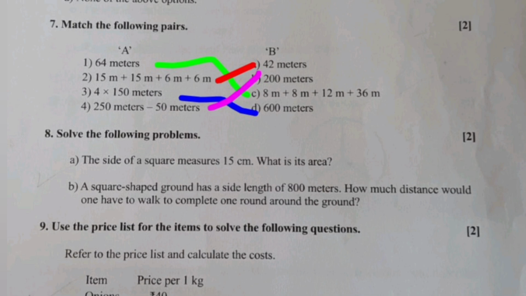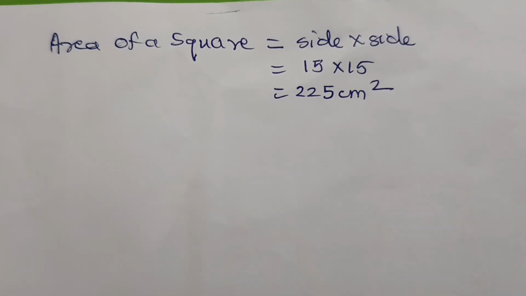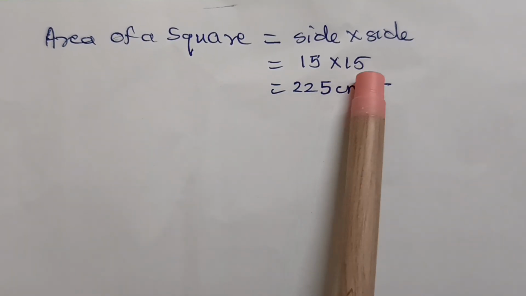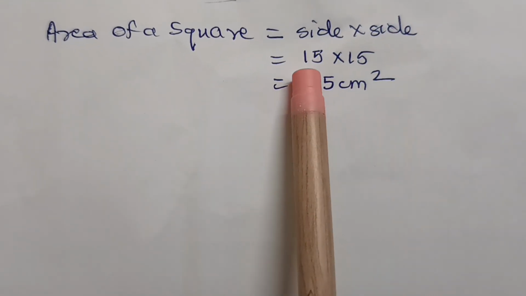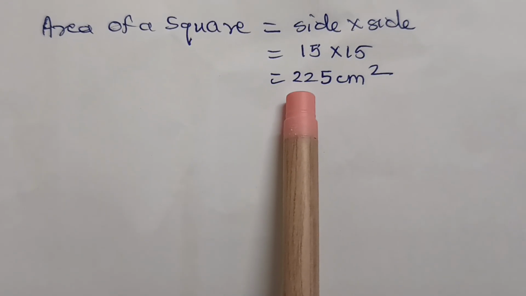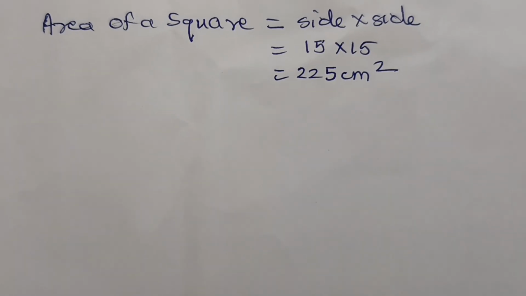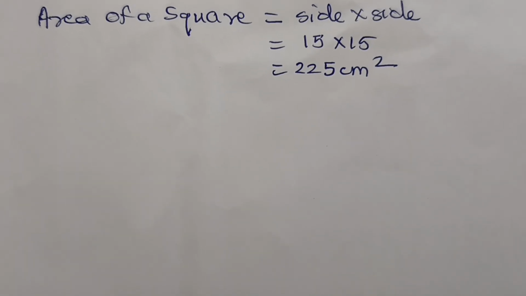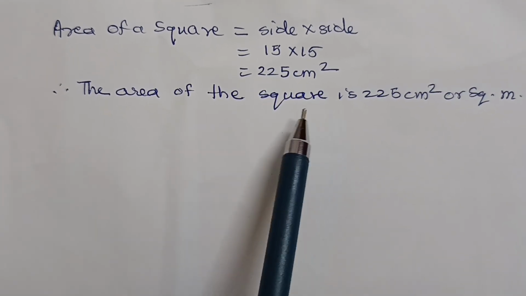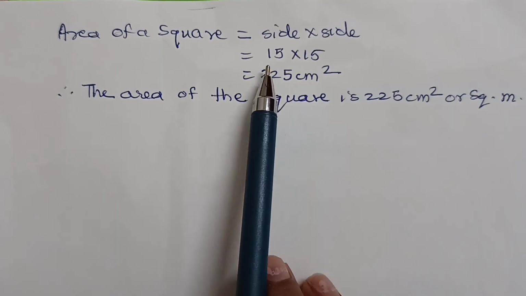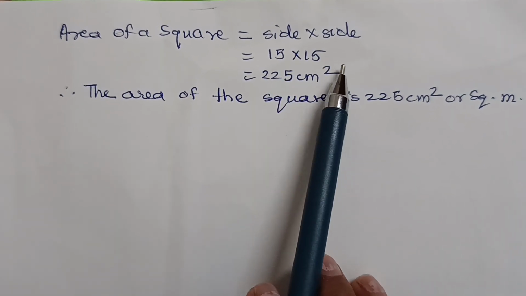Question number 8. Solve the following problems. A. The side of the square measures 15 centimeter. What is its area? We have to find out the area of the square. Side is given as 15 centimeter. So area of square is equal to side into side. So 15 into 15 is 225 centimeters square. Since the side is given as 15 centimeter, and as we know all 4 sides of the square are equal, that's why we have taken 15 into 15, side into side.